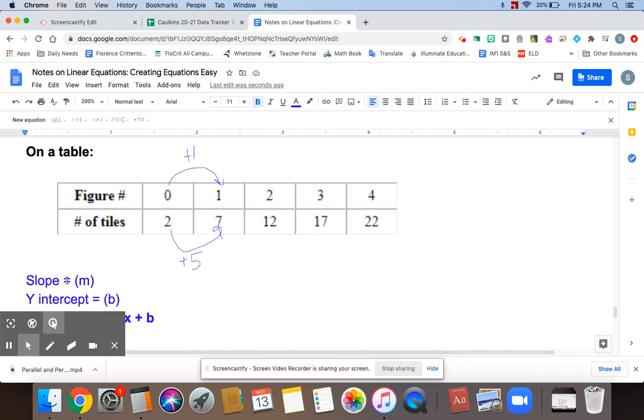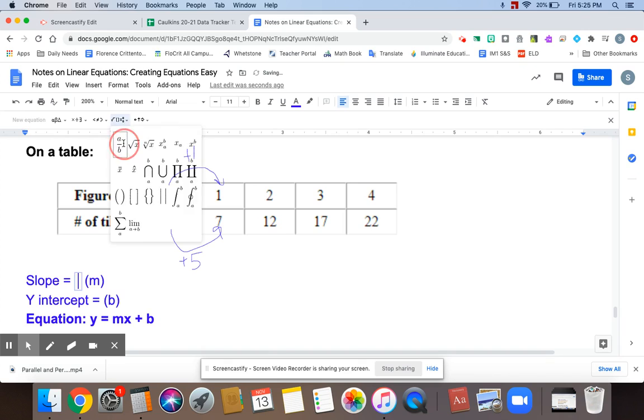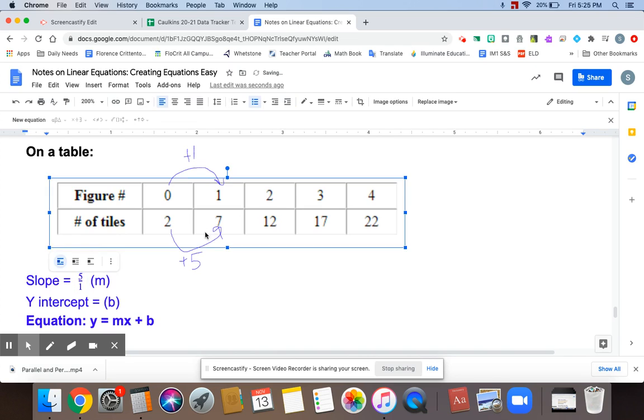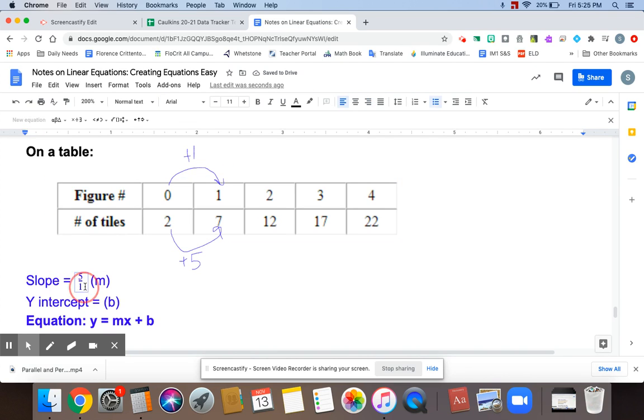So between the two numbers, which one goes on top? Remember, it's the amount of tiles, not which one it is. Which one it is is just which number you're on. Are you on the first one, the second one, the third one, the fourth one? But the number of tiles tells you how many that one has. So it's going up by 5 tiles for each one new figure. And 5 divided by 1 is just 5. So that goes into my m.